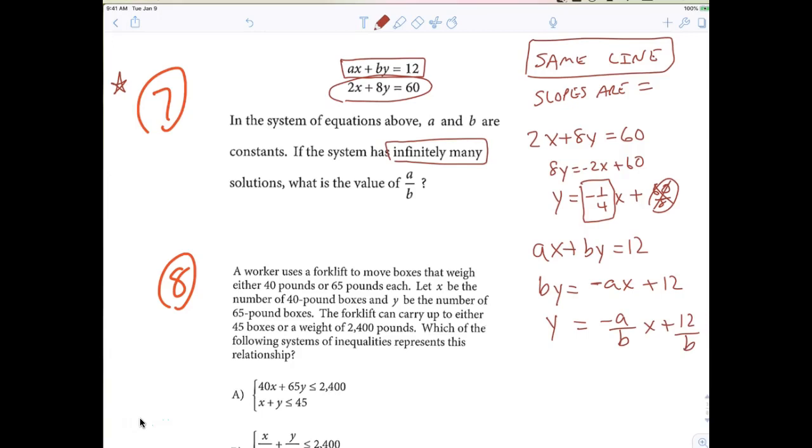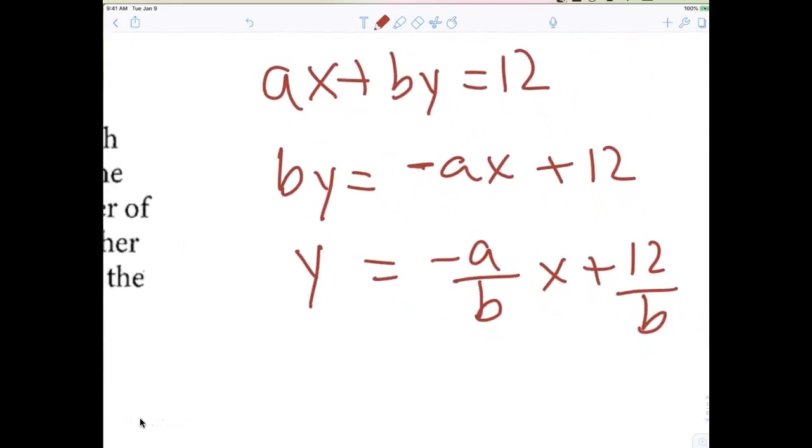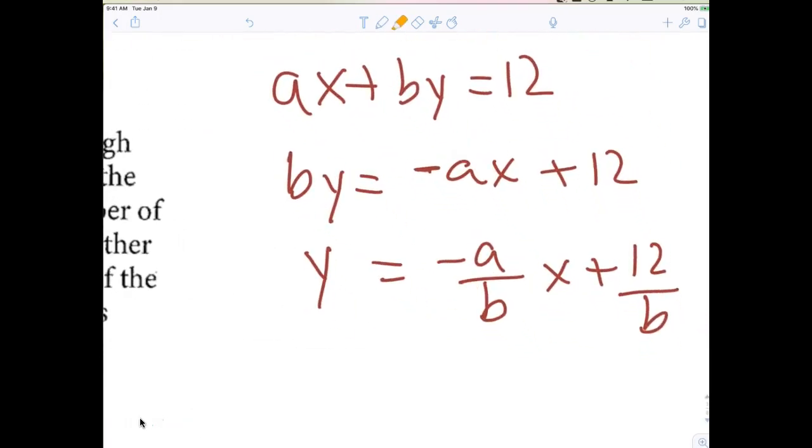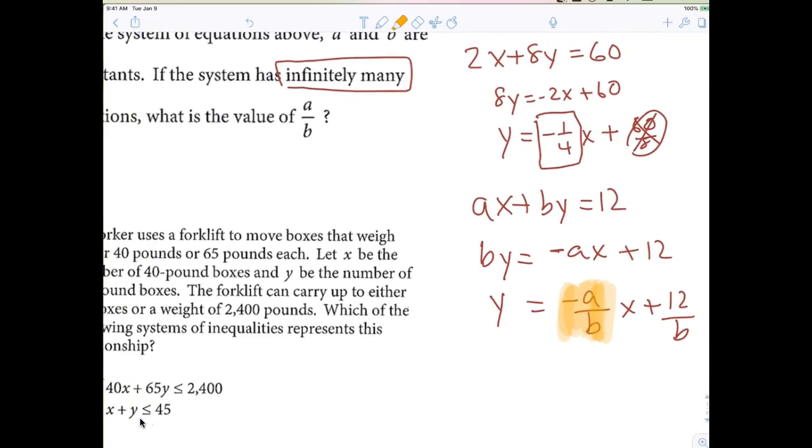Everybody look at that now. Did everybody see? Then the slope of this line would be what? Negative a over b, right? Which is what? So what's the answer to a over b? Positive 1/4. Right, because they're both negative.